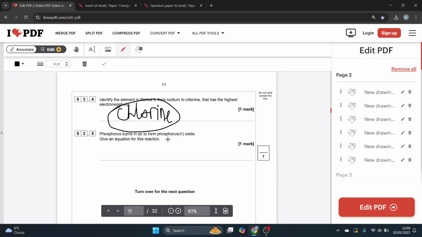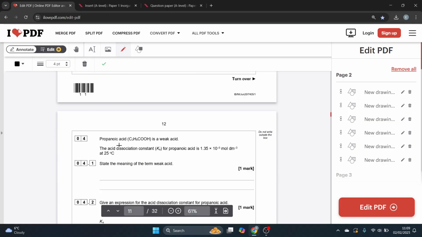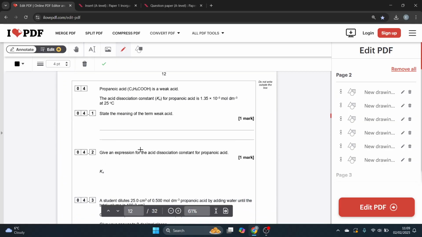Phosphorus burns in air to form phosphorus(V) oxide. Give the equation for the reaction. P4 plus 5O2 to form P4O10. Question 4: state the meaning of the term weak acid.